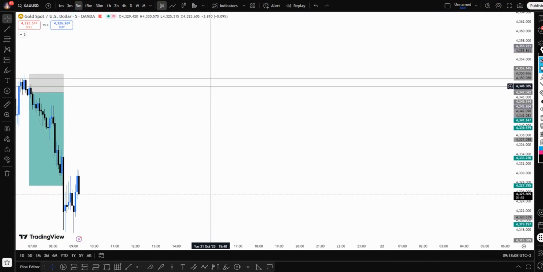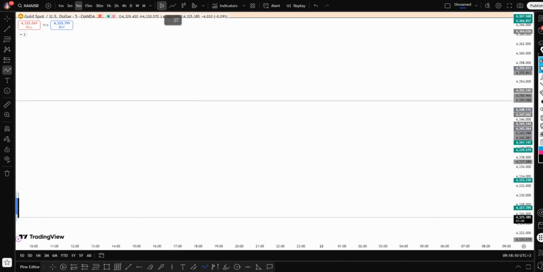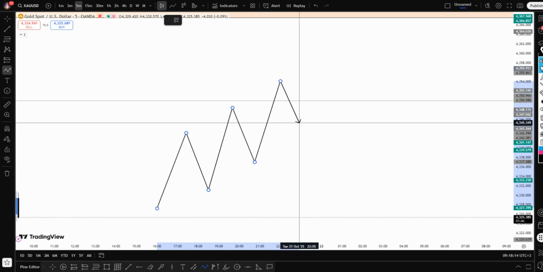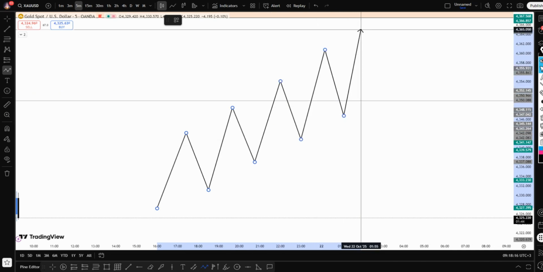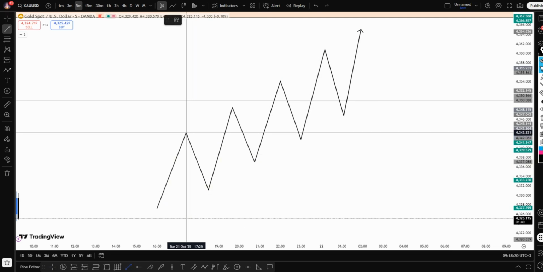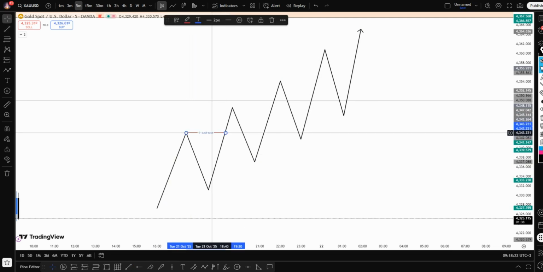Yes, sorry. Let's start here. When prices move this way, price is creating higher highs and higher lows. That means price is in an uptrend. You see here, price broke this high. Well, that's a break of structure.